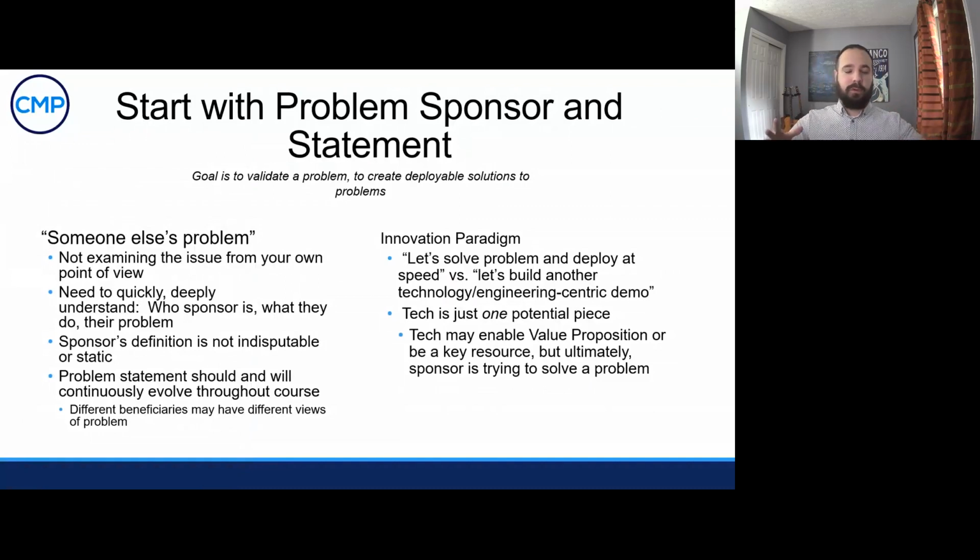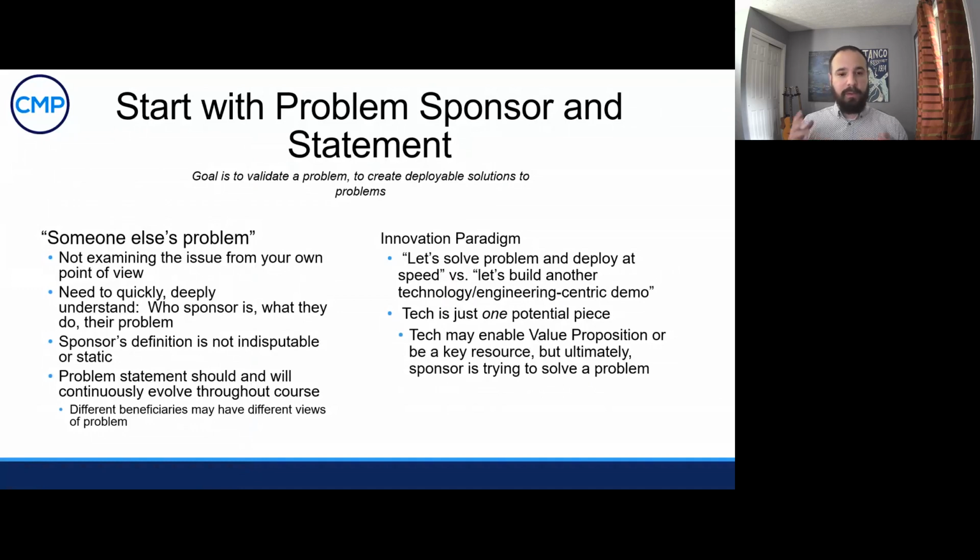So it's in your best interest to just take a step back and say, okay, what's going on here? So you don't have to examine the problem from your point of view. You have to quickly understand who the sponsor is, what their problem is, and be able to figure out, okay, well, what's really going on here from their perspective. Remember, problem sponsor and the problem's definition is not indisputable. It's not static. It's going to change frequently.